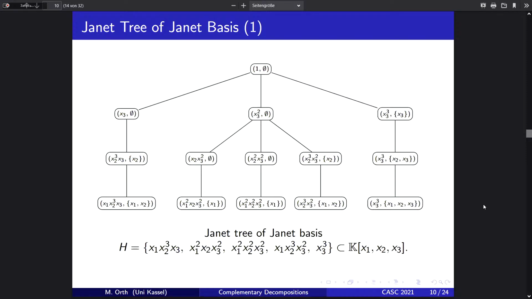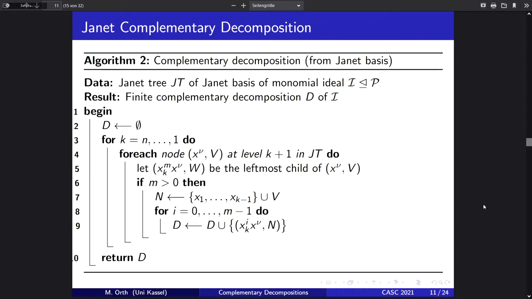Okay, so this is a Janet basis, and from this we can describe the already known algorithm for complementary decomposition. It uses a traversal of the tree, and for each node we look at the leftmost child, the minimal child node, and then in line 9 of this algorithm you can see that to the decomposition D is added a certain cone, or a certain number of cones, associated to this child node.